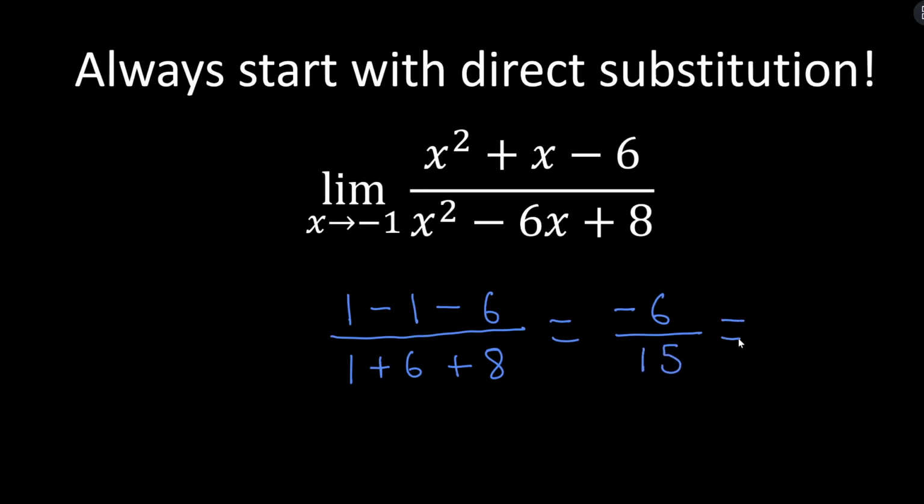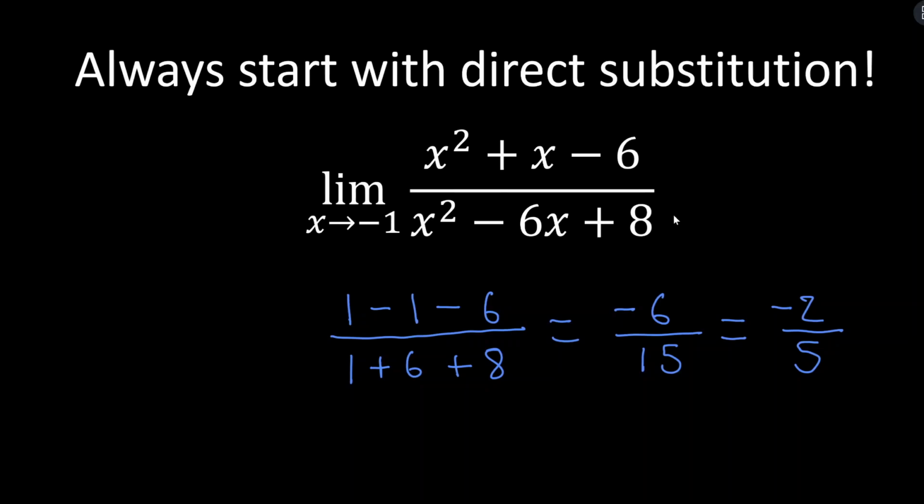Oh, there's a common factor here. This could actually be simplified. Let's see, 3 is the common factor. -6 divided by 3 is -2, and 15 divided by 3 is 5. So from plugging -1 into this function, we get -2/5.